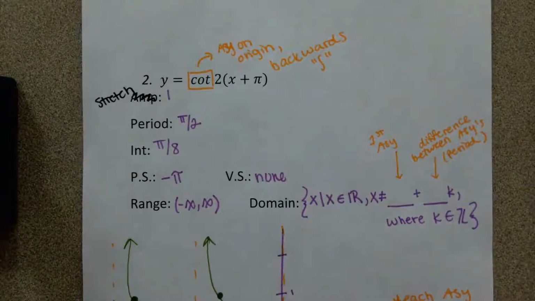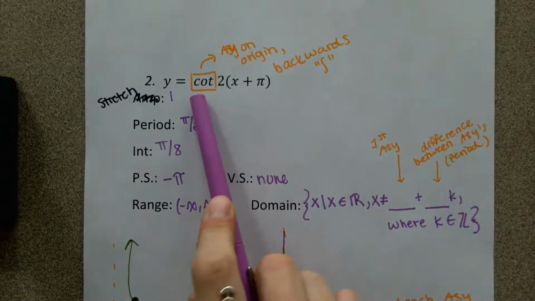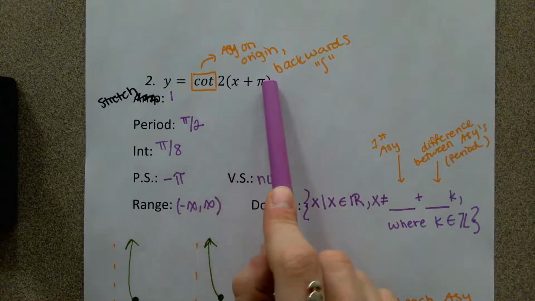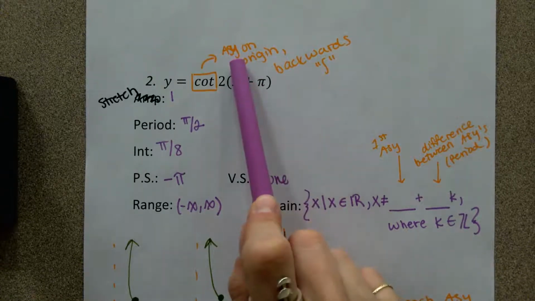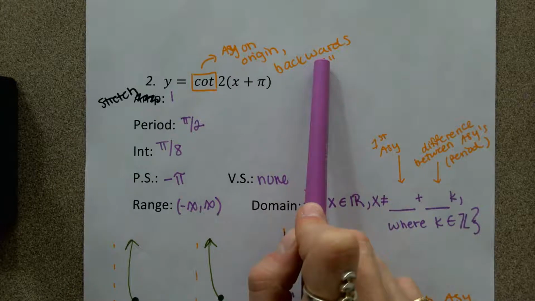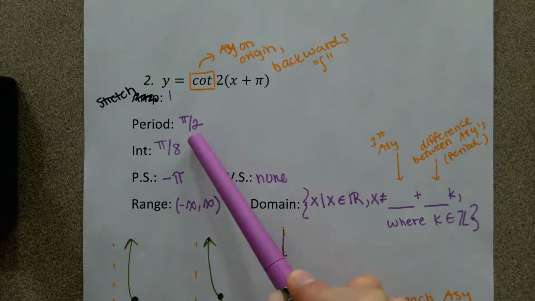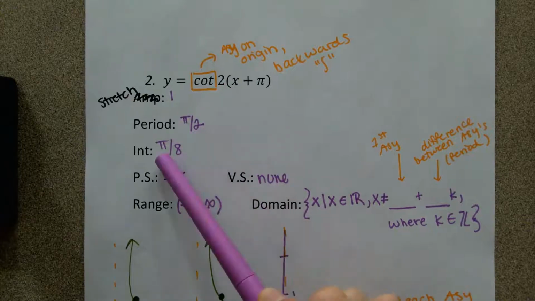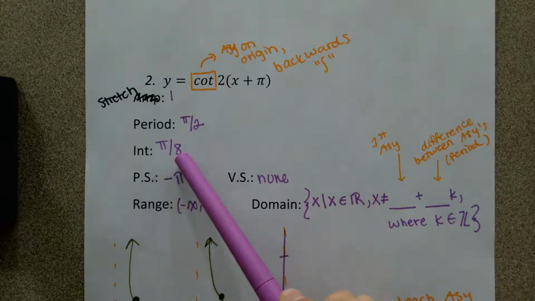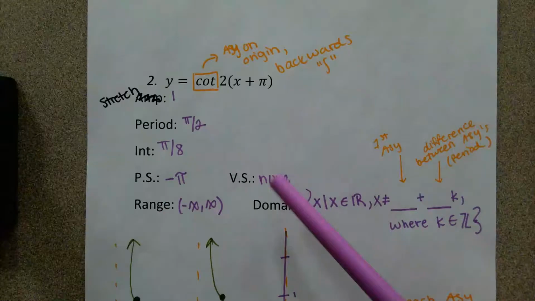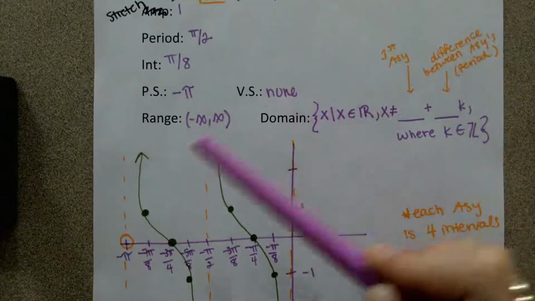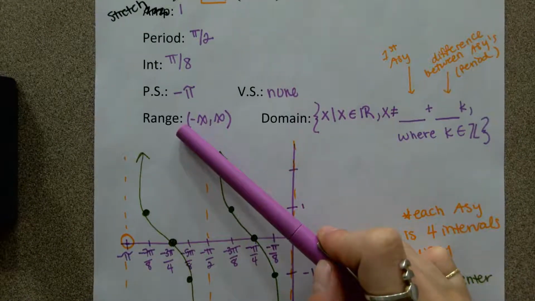All right, I already graphed this one and I'm just going to run through it. So having cotan 2x plus pi, once again your asymptote is on your origin and it looks backwards. So my stretch is 1, period is pi over b, so pi over 2. Divided by 4, pi over 8 is my interval. I have a phase shift of negative pi, no vertical shift. My range is always negative infinity to positive infinity.